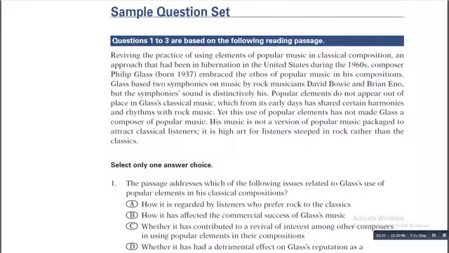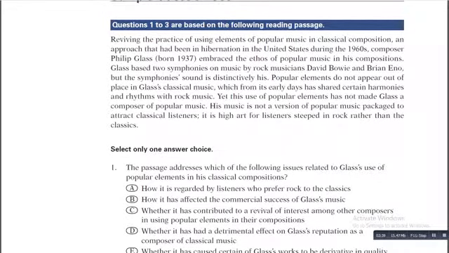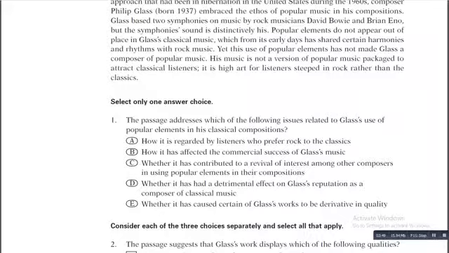Now, look at this. Select one answer choice. This is a passage, and I don't want to be reading it, but by the time you read it, you understand what they are talking about here. Now, this is a question that follows the passage. The first question is this: the passage addresses which of the following issues related to the use of popular elements in classical composition? And these are the options.